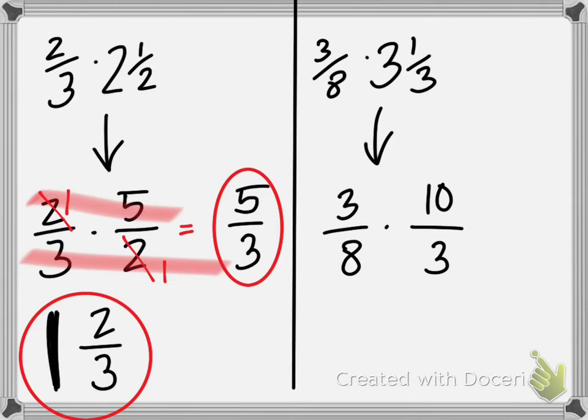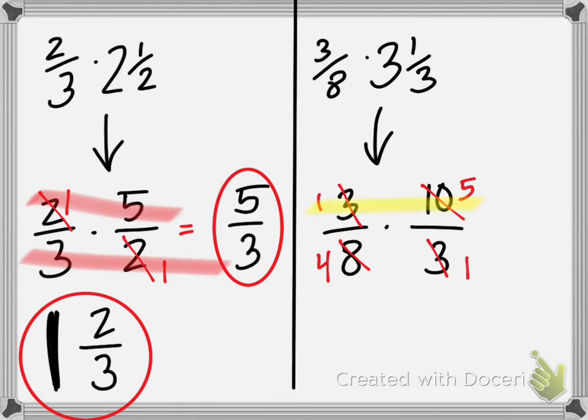Can I cross cancel anything? Yes, I can cross cancel something. Lior, tell me one thing I can cross cancel. Ooh, the 8 and the 10. What are they both divisible by, Lior? 2. 8 divided by 2 is 4. 10 divided by 2 is 5. Ben, can I cross cancel anything else? Perfect, the 3s. They are both divisible by 3. We get 1 and 1.